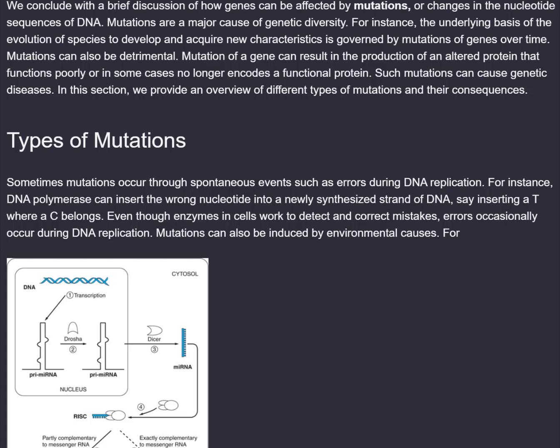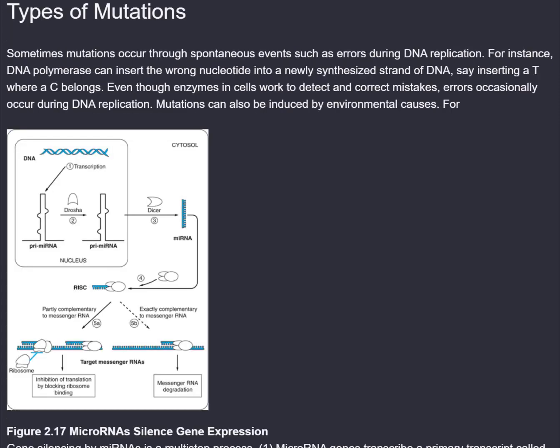Mutation of a gene can result in the production of an altered protein that functions poorly or in some cases no longer encodes a functional protein. Such mutations can cause genetic diseases. In this section, we provide an overview of different types of mutations and their consequences. Types of mutations.